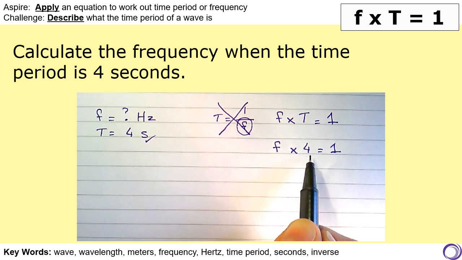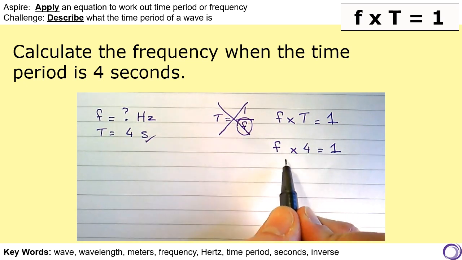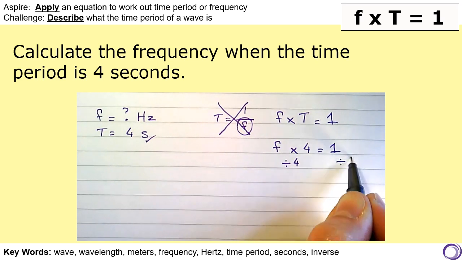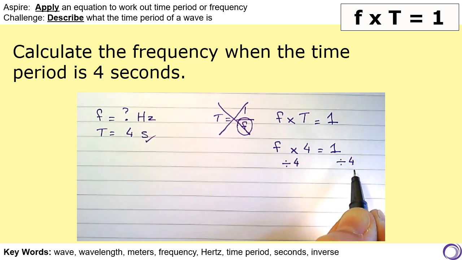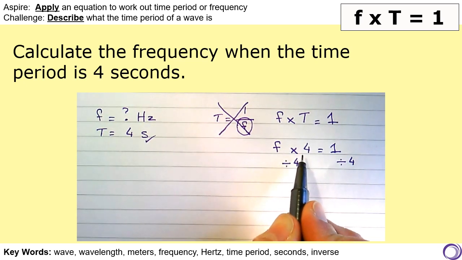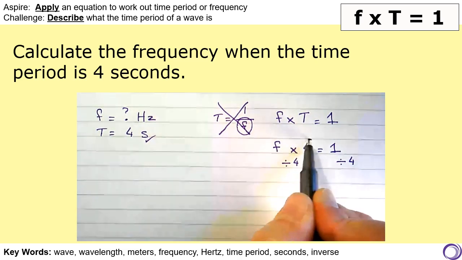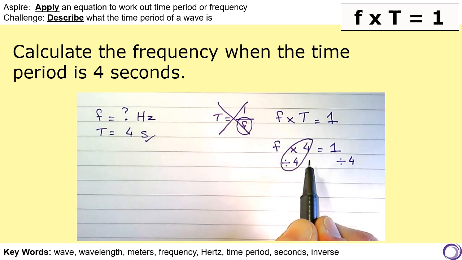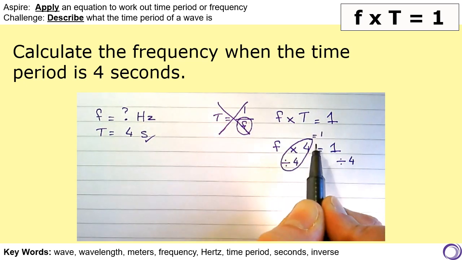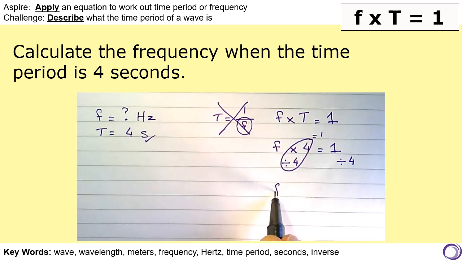Currently, frequency is being multiplied by 4, so I'm going to do the inverse of that. And the inverse of multiplying by 4 is dividing by 4. But if I divide by 4 on the left-hand side, I also need to divide by 4 on the right-hand side. Okay, so let's write this out again. So if I have frequency and I multiply it by 4 and then divide it by 4, well, 4 divided by 4 is the same as 1. So it's the same as multiplying frequency by 1, which will just give me frequency.